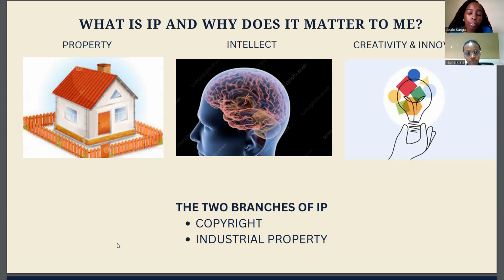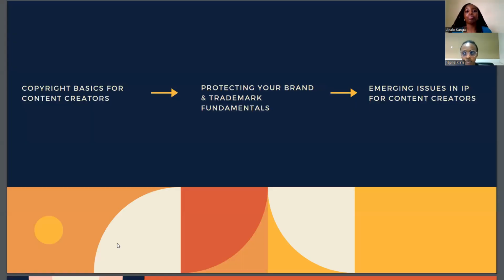But the difference between copyright and industrial property is that while copyright is simply a creative endeavor, with industrial property, the invention and the creative work must have an industrial or an economic value. It must be something that contributes economically, something that can be used in manufacturing, in production, and so forth. Today we'll talk about three things as swiftly as I can get through them. The first thing is copyright basics for content creators. That is my first love, copyright. Then we'll get into trademark, and trademark goes hand in hand with copyright.